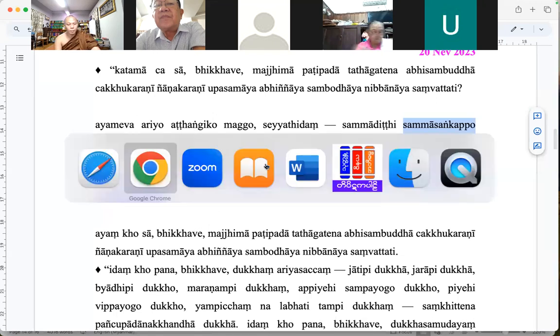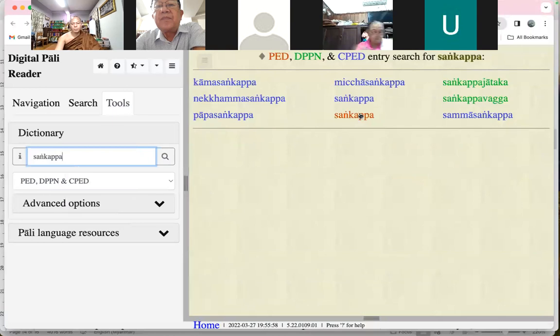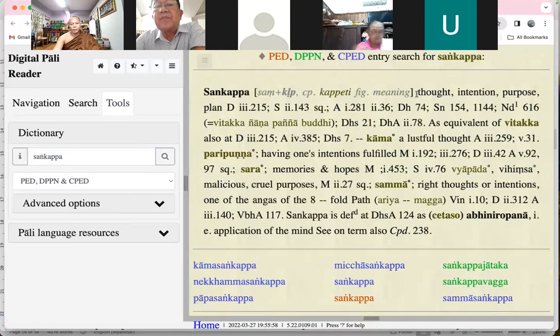Sankappa means thought, or idea, intention, purpose, or plan, based on the context. Sometimes it refers to knowledge also, like vijja, nana, panna, bodhi, and so on. But here thought is better. So samma sankappa, right thought, or right intention also. It is one of the factors of the Eightfold Noble Path.